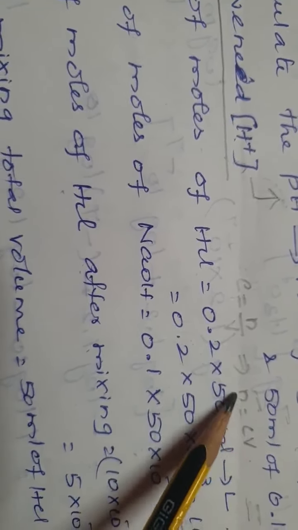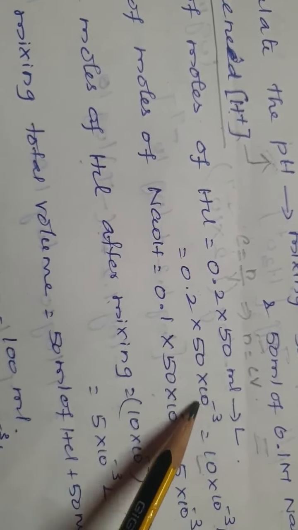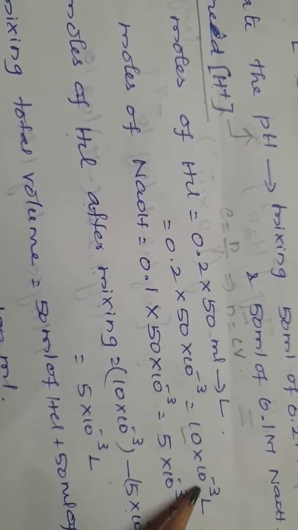Already you know that C is equal to n by V. Concentration is equal to number of moles by volume. So number of moles is equal to concentration into volume. By multiplying 0.2 into 50, we can get the number of moles. Just convert into liter, so you have to add 10 power -3. So 0.2 into 50 means 10 into 10 power -3 mole.